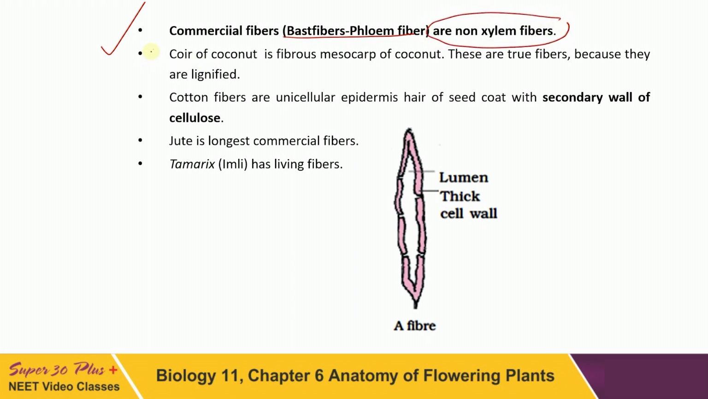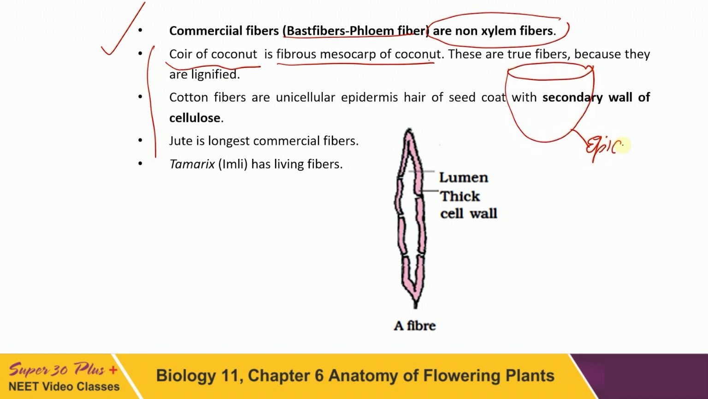But you see some other important point. Coir of coconut is the fiber of the mesocarp of coconut. You know mesocarp: if you cut a coconut here, this is the outermost layer, which is the epicarp.